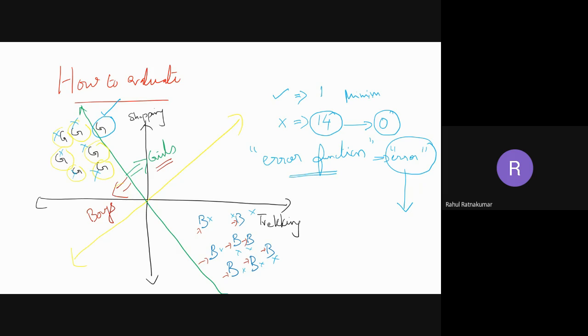Minimization. So what are you minimizing? You're minimizing error. So how are you getting the error? For that, we need some equation. Now, how are we going to quantify this classification?